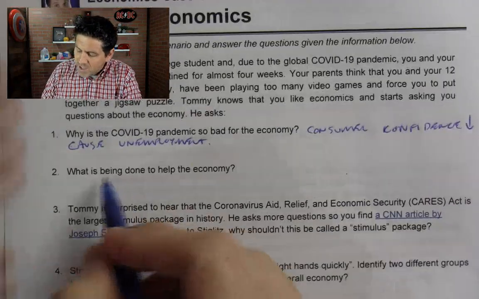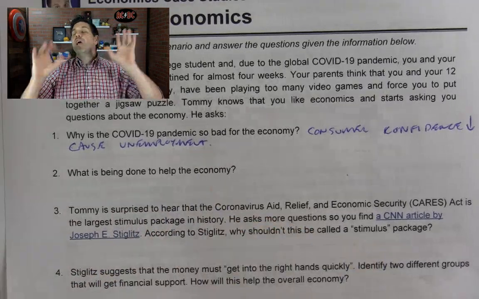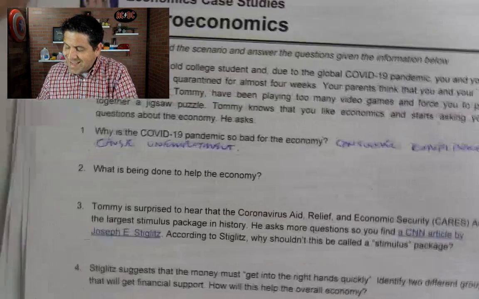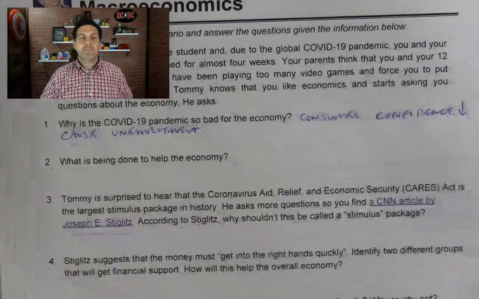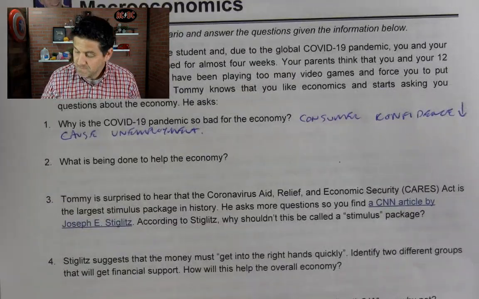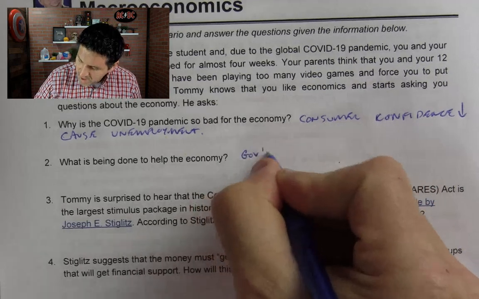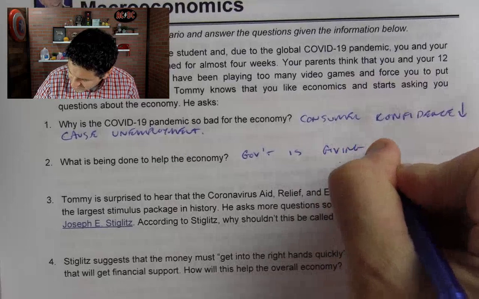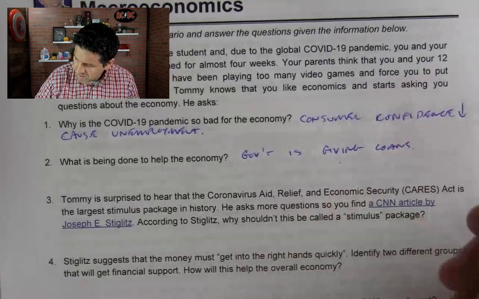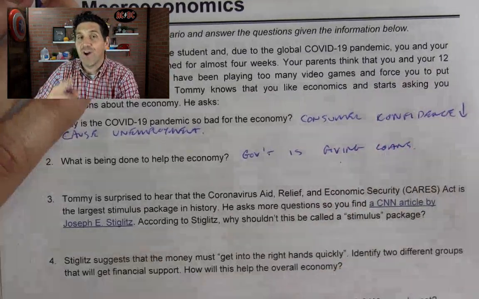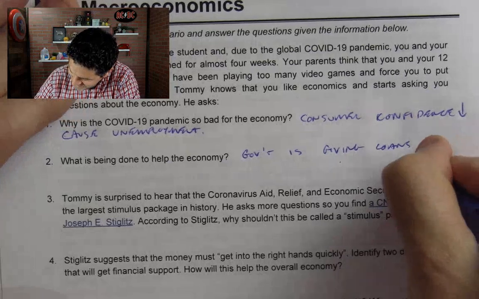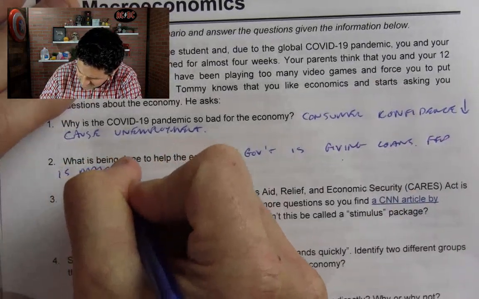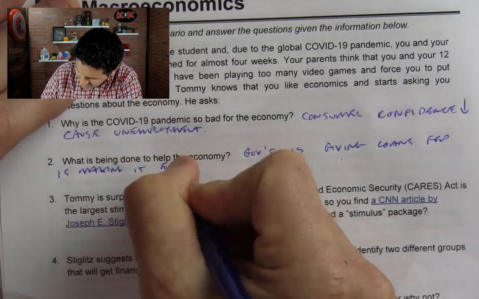Now, next question is what's being done to help? Now, don't say, well, fiscal policy, monetary policy. Remember, 12-year-old, what's being done to help the economy? Anybody jump in? The government is loaning out money to businesses. Government is giving loans. That's totally true. Anything else? The Fed slashed down interest rates. Yeah, for a 12-year-old, the money you have to pay back is decreasing. There you go. When you loan out money.